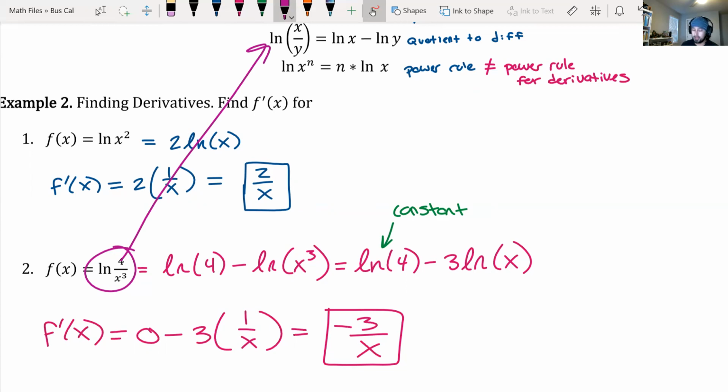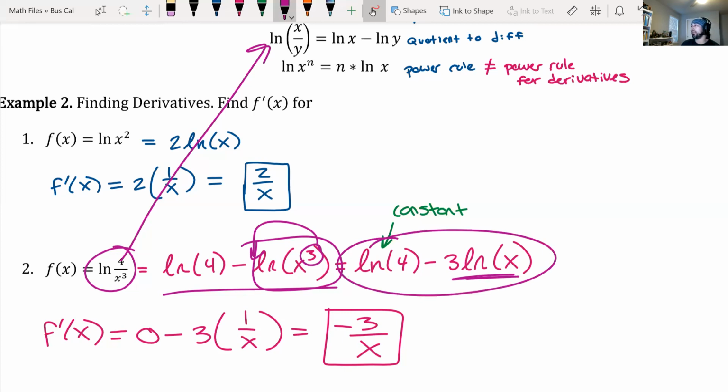Okay. And now we have this as expanded by quotient to difference, but we still can't take the derivative yet because of this guy. So now we use the power rule for logs, and we take this 3 and move it to the front, which is right here. Which means now we are ready to take the derivative of that statement because everything's in its proper form.